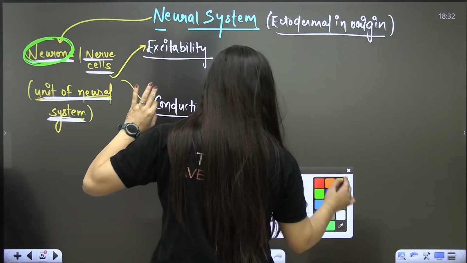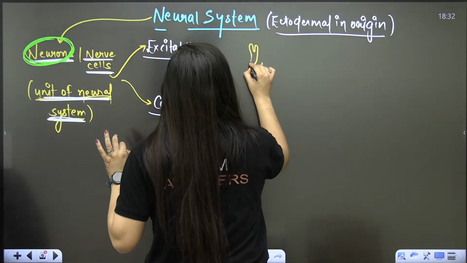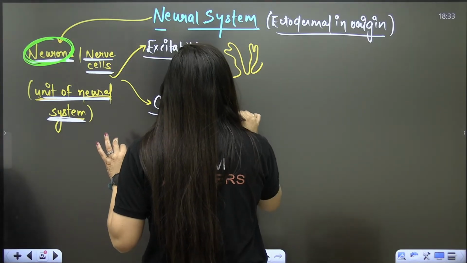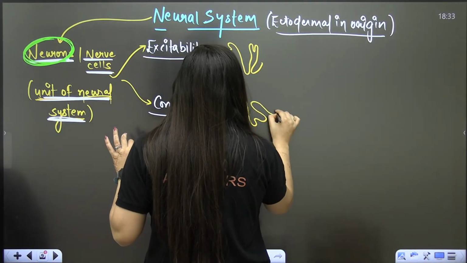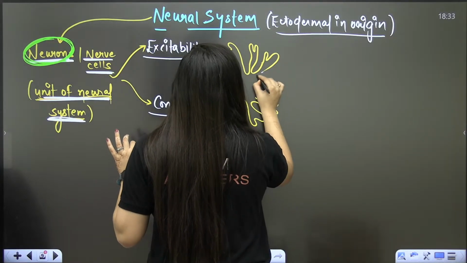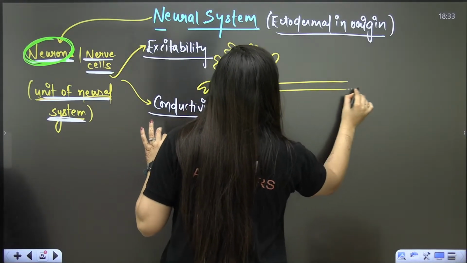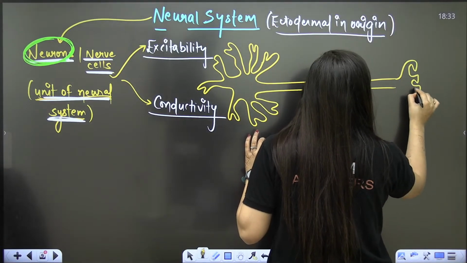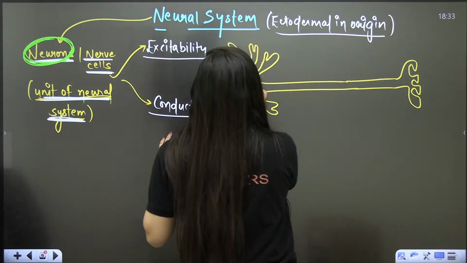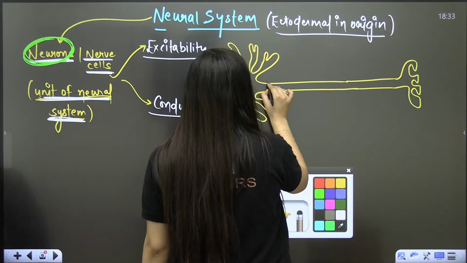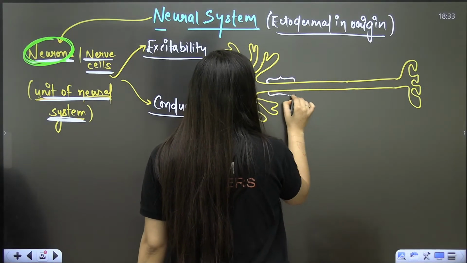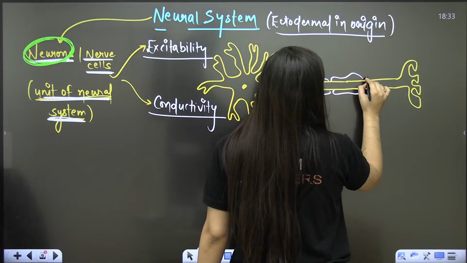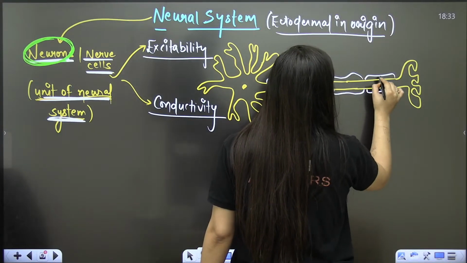So I hope you know this diagram. It is one of my favorites. Even in the chapter Excretory Products and Their Elimination, I drew that nephron again and again. Here in this chapter, you'll see that I'll make it again and again. And what's that? This is our Mr. Neuron. A wonderful structure, isn't it?